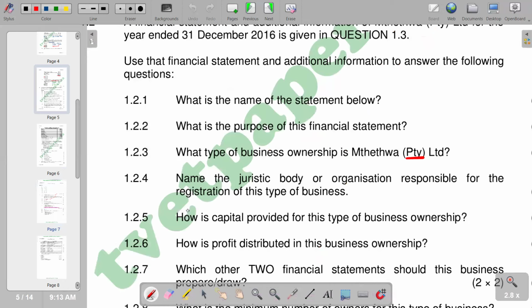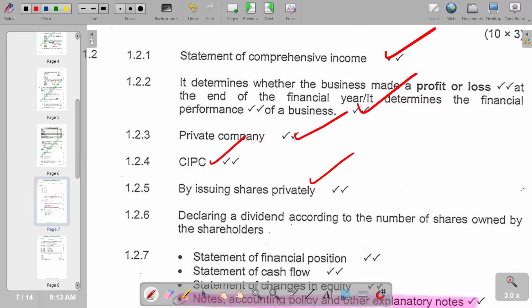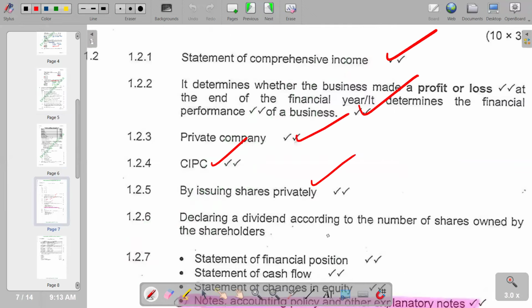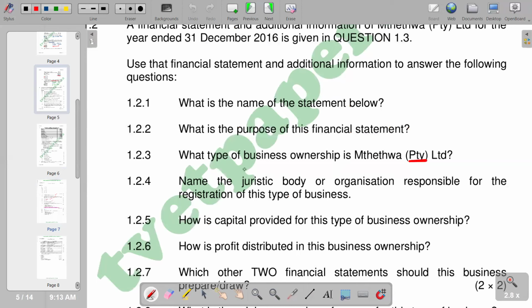How is capital provided for this type of business ownership? You'd say that obviously they issue shares, but the shares will be issued privately. So that's our response: by issuing shares privately. And go to the next one. How is profit distributed in this business ownership? You'd see that obviously dividends become a way to distribute profits. So the explanation was declaring a dividend according to the number of shares owned by the shareholders, of which we have also calculated the declared dividends previously.